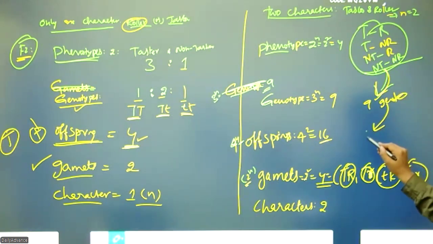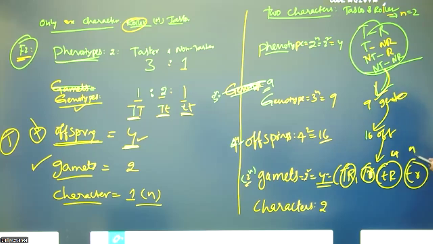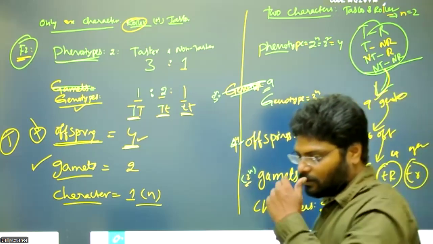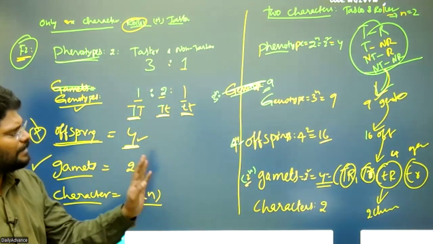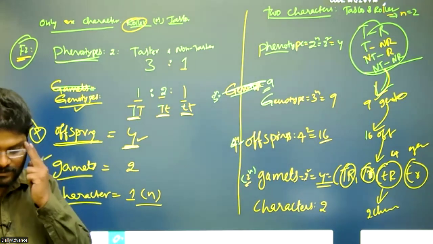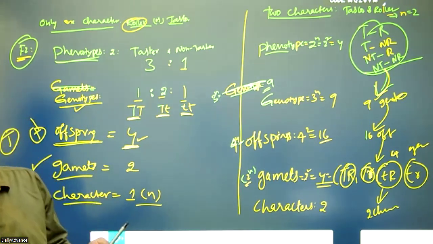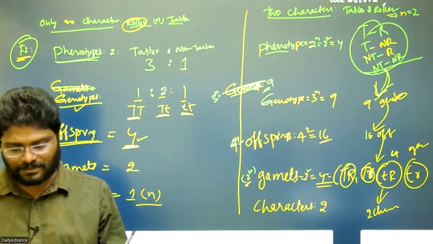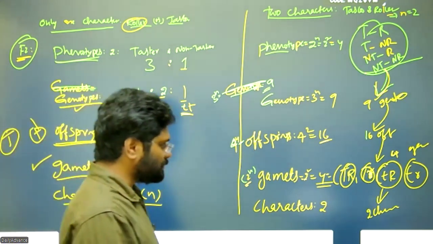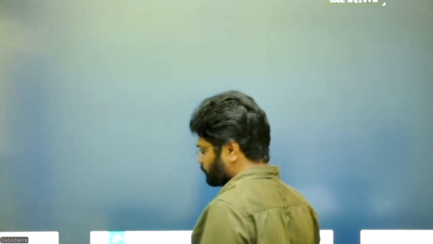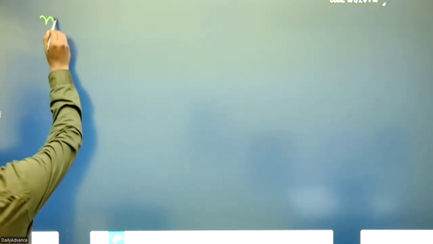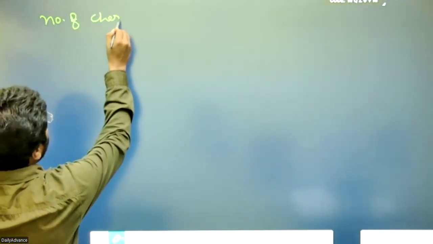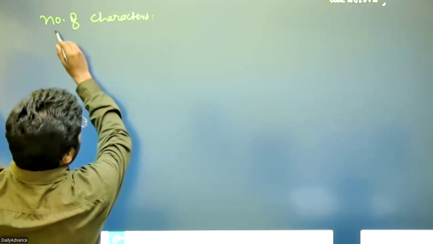So this together produces 16 offsprings, and it is caused by 4 gametes. 4 gametes are the result of 2 characters. Understand? Now another character you can take in human beings: diabetes. Non-diabetic is dominant, and diabetes is recessive. So if you take the third character, the number of characters is 3.